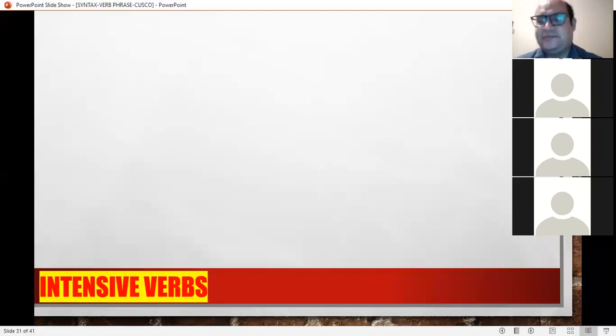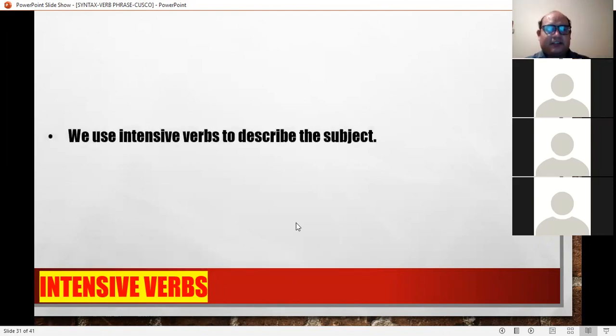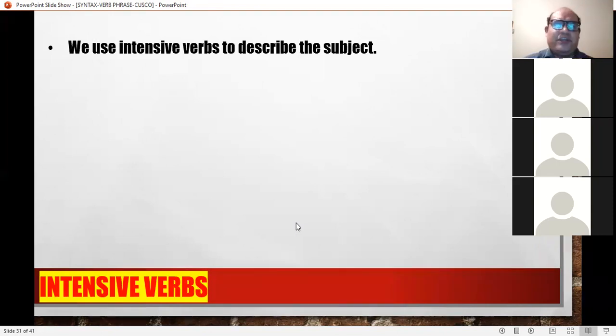All right. You are going to realize that this is so simple. Maybe the name is not so known, it's not so popular. We don't manage these technical names, no? But the verbs are so simple. Notice here, intensive verbs. We use intensive verbs to describe the subject.